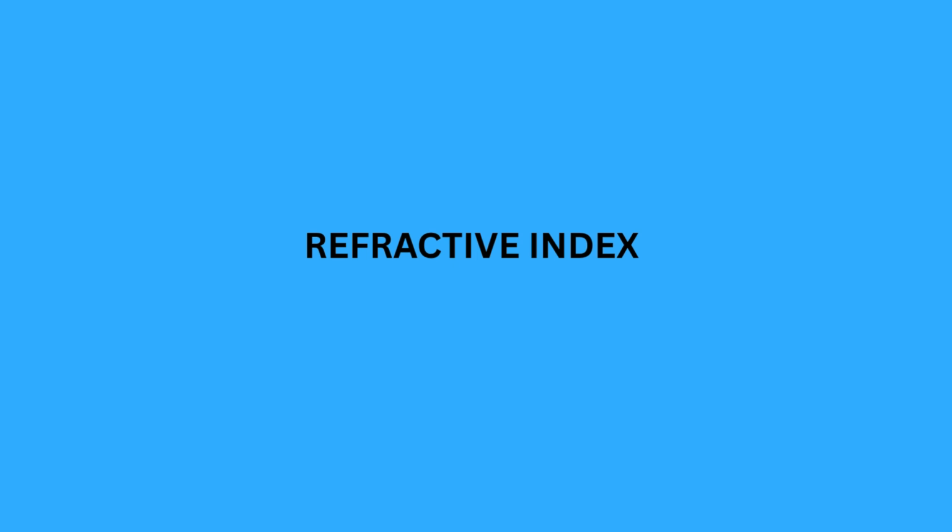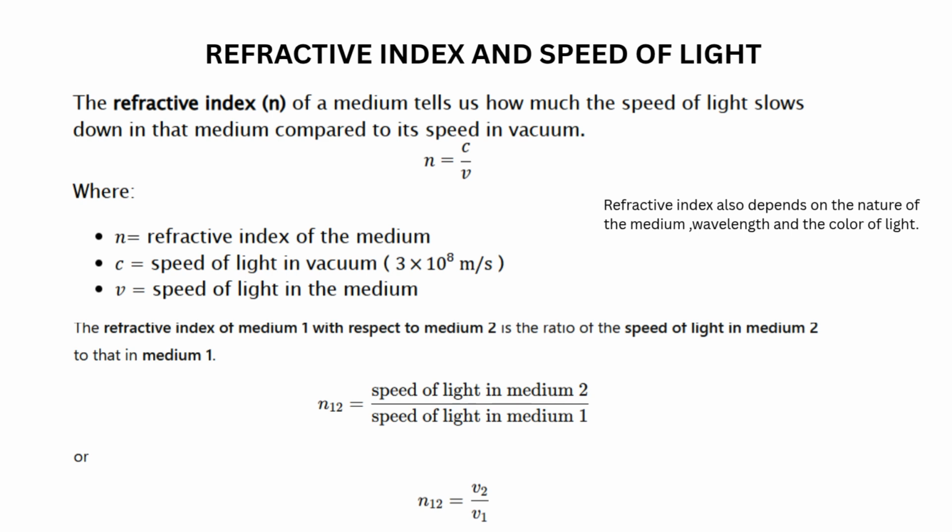Refractive index. Refractive index and the speed of light. Refractive index of a medium tells us how much the speed of light slows down in that medium compared to the speed of light in vacuum. Formula is n equal to c divided by v, where c is speed of light in vacuum, v is speed of light in the medium. Refractive index also depends on the nature of the medium, wavelength and the color of light. If there are two media, for example air and water, the refractive index of medium 1 with respect to medium 2 is speed of light in medium 2 divided by speed of light in medium 1.